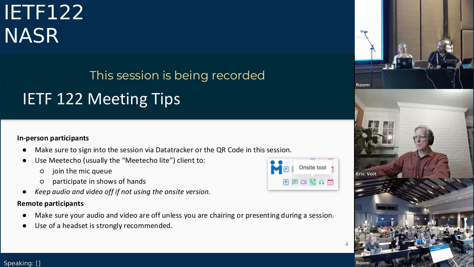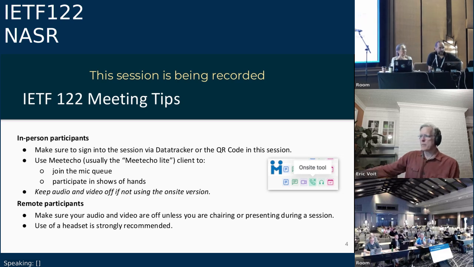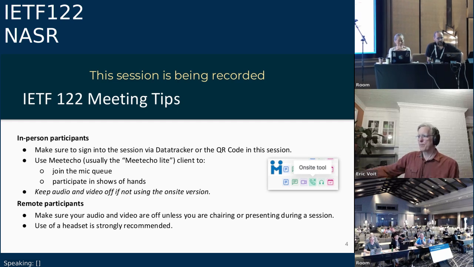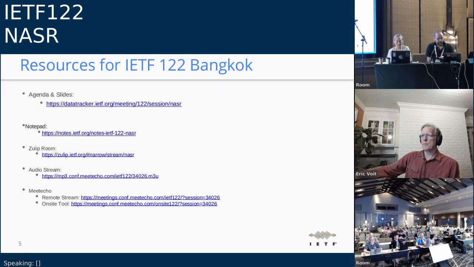For people remote, I guess they already logged in the remote Meetecho tool. For people that are here in the room, please scan the QR code and log in the on-site Meetecho tool, please. This counts for the blue sheets and is also important when you queue up to ask questions, and we have a quiet room to have a Q&A discussion today. Okay. These are the usual pointers about everything related to this session, the materials, the minutes, agenda, etc.